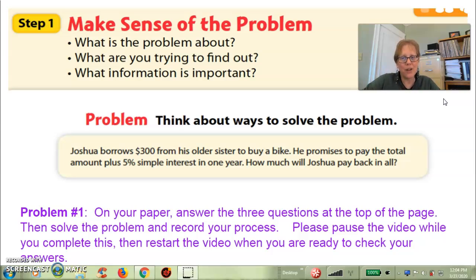Here's what you have to figure out. You always find the percent of the amount that's being lent. So in this case, Joshua needs to figure out 5% of 300, and that's the amount he'll pay in interest. So he's going to pay the 300 plus that additional amount. Here's what I want you to do. Pause the video. I want you to answer the 3 questions at the top of the page, and then I'd like you to try to solve the problem the best you can. So pause the video.